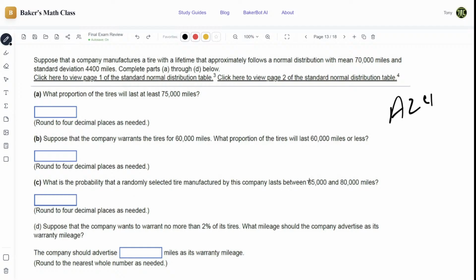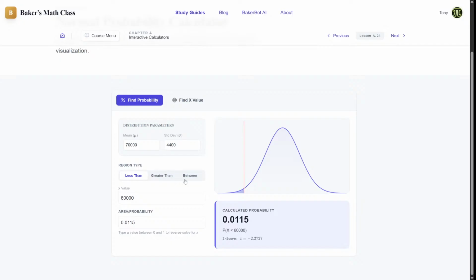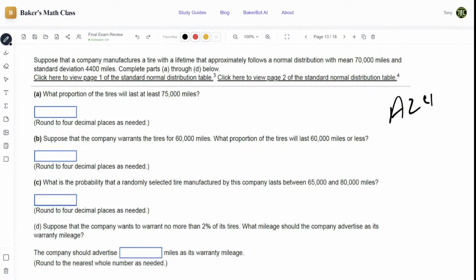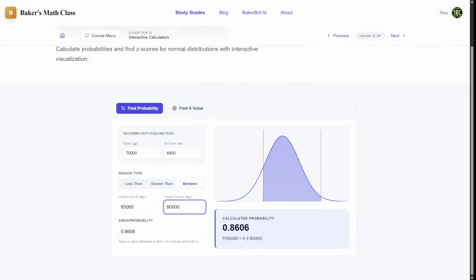What's the probability that they last between 65,000 and 80,000 miles? So you can do between. Yeah. So that's between.